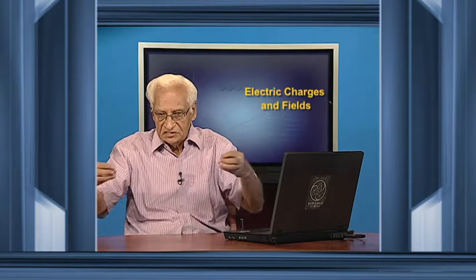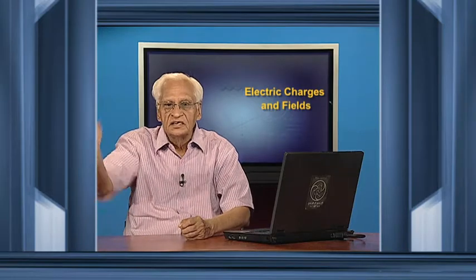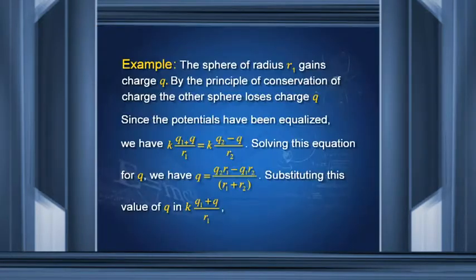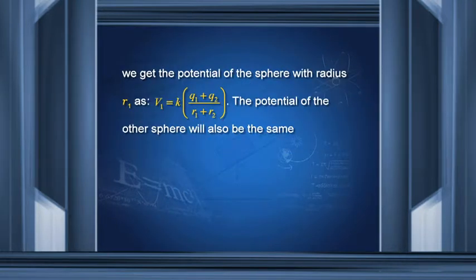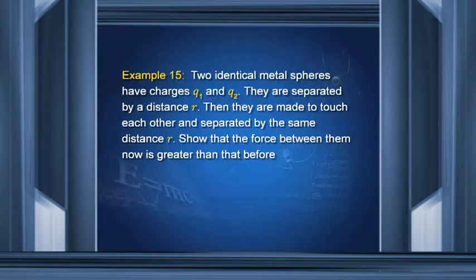And since the potentials were equalized, the potential on the other sphere should also have this value. You can verify. All that you do is substitute the value of q from here in this, and you will get this result. Another example, two identical metal spheres have charges q1 and q2.